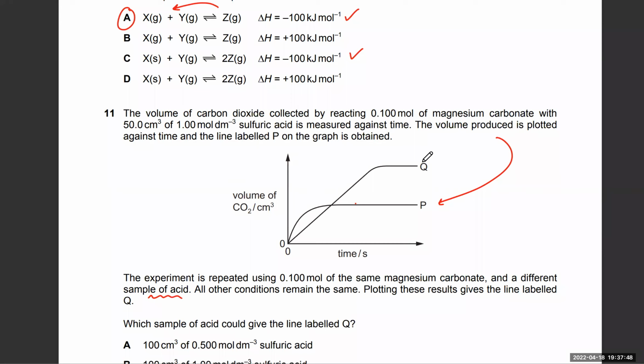Faster. Slower. Its steepness is less steep. I mean, P finishes much quicker. It's more steep, right? Is that clear? Yes. Okay, this is slow. So what does that mean? Is the acid in the second experiment in Q going to be more concentrated or less concentrated?